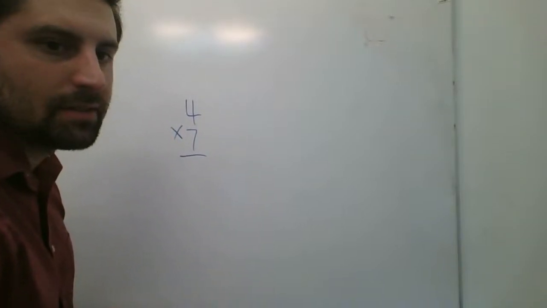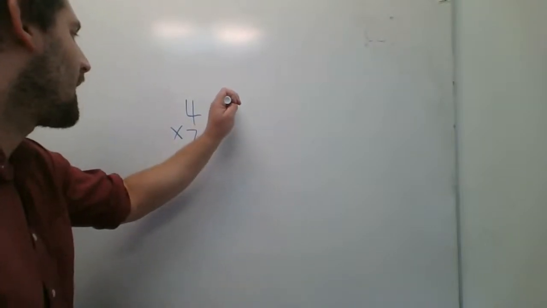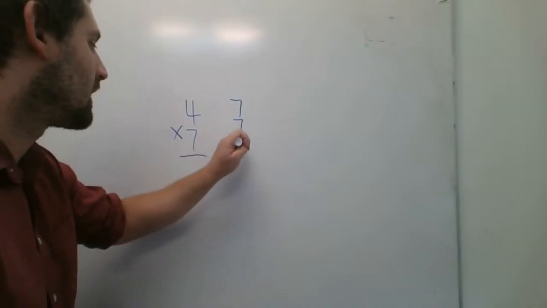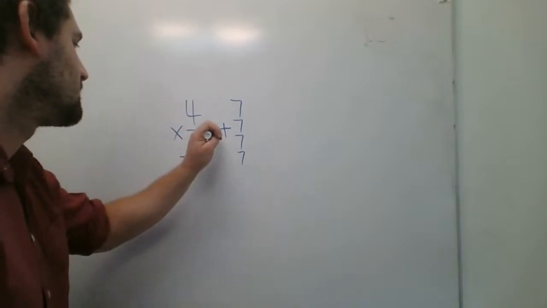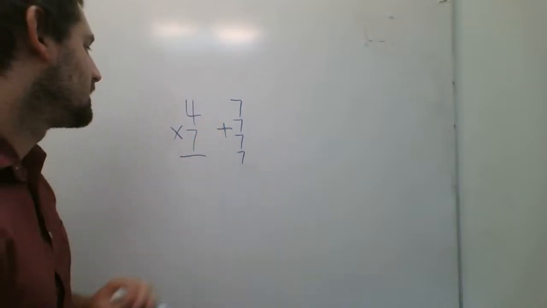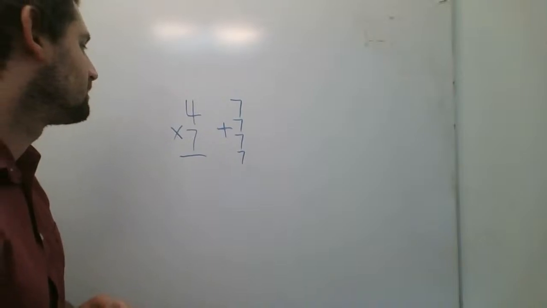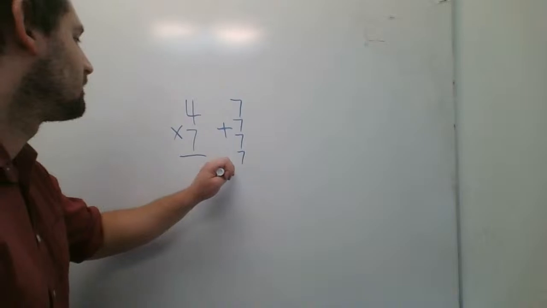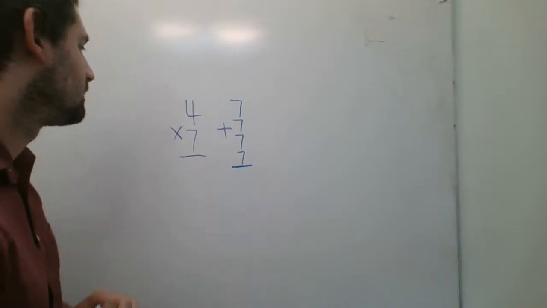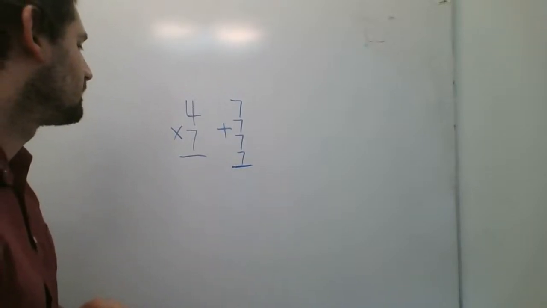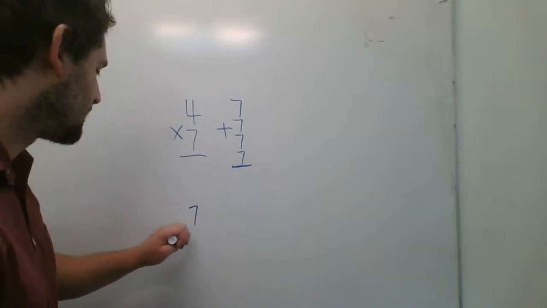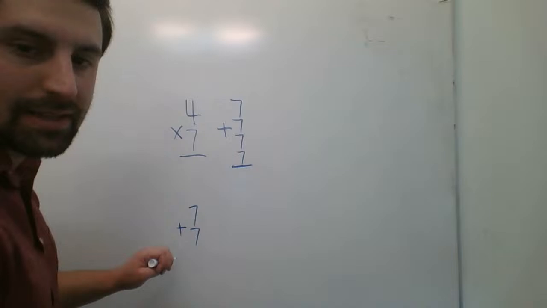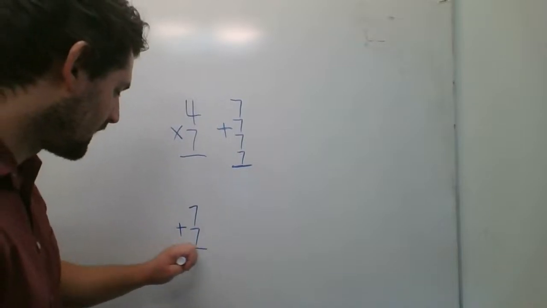So 4 times 7 as a repeated addition problem will be the same as 7 plus 7 plus 7 plus 7. So we start out adding 7 plus 7. 7 plus 7 equals 14.